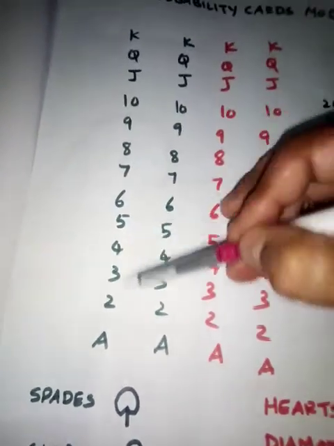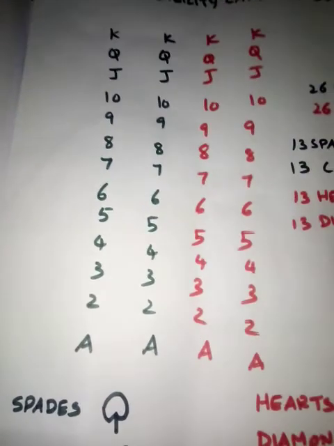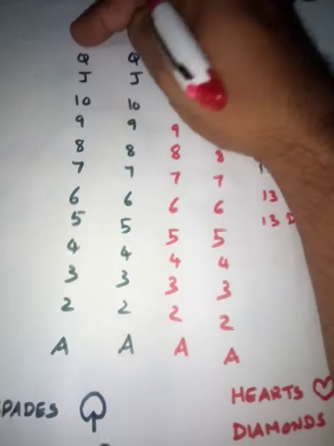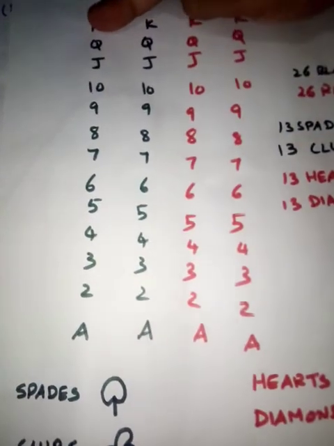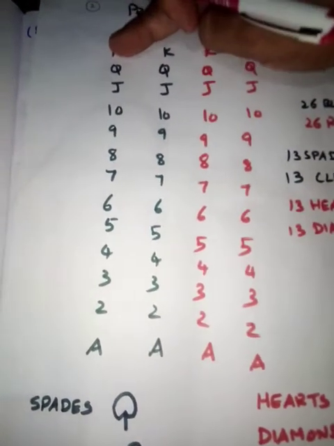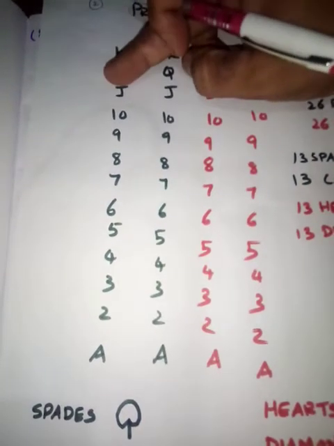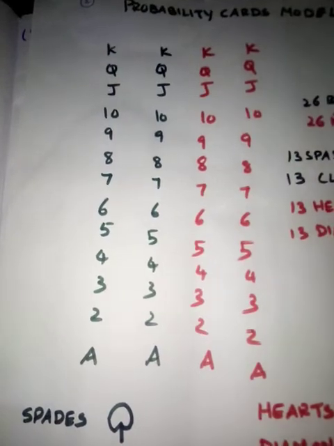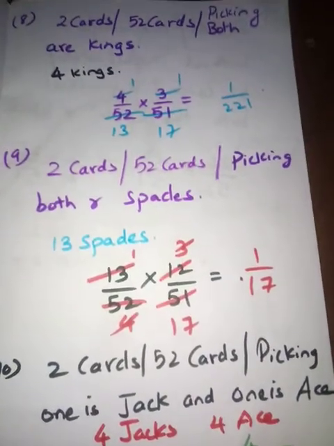That is, there are 13 spades. We are taking 2 cards from 13. Suppose there are totally 52 cards. If I remove this card from spades, I have a total of 51 cards here, and out of the 13, we have only 12 left. So I have to remove 2 spades. One more I am removing. One more remaining.